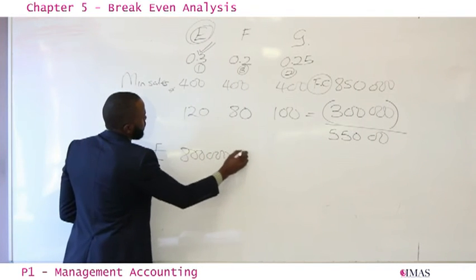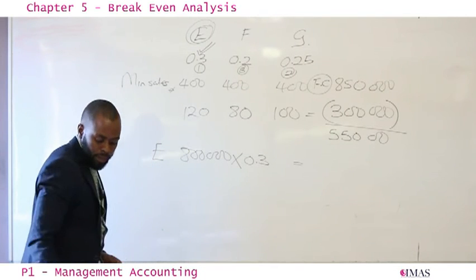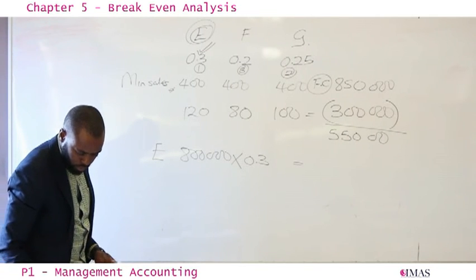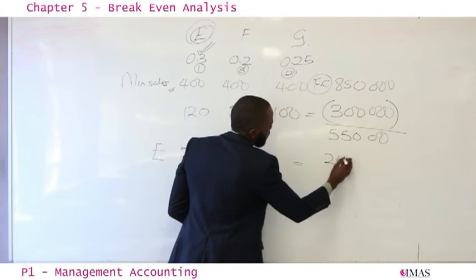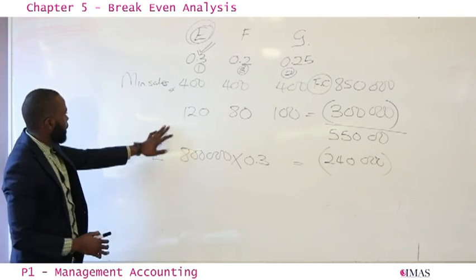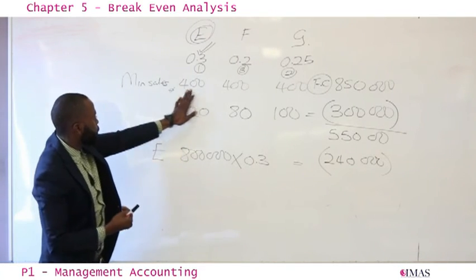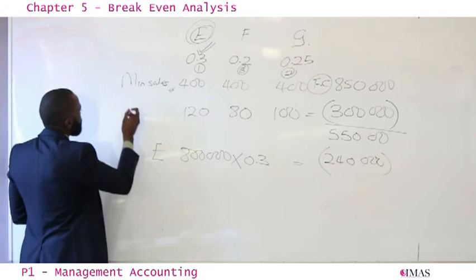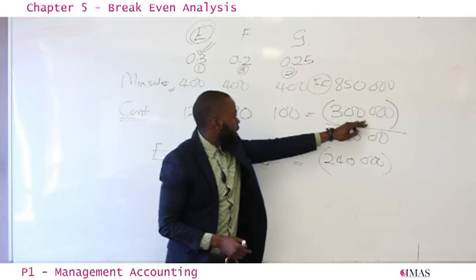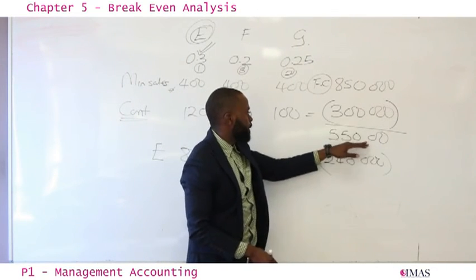So take 800 multiplied by 0.3 to see how much is generated in contribution. It generates 240. I'm going to repeat this again. First we have to meet the minimum sales condition, which is 400 of each. Then we calculate the contribution from the minimum sales. The contribution is 300, so it goes towards covering our fixed costs. It reduces our fixed cost from 850 to 550.